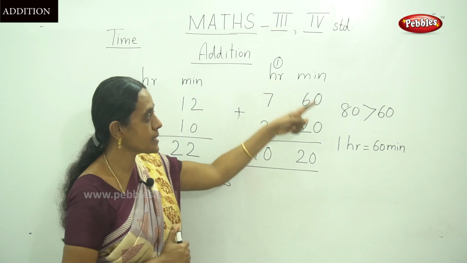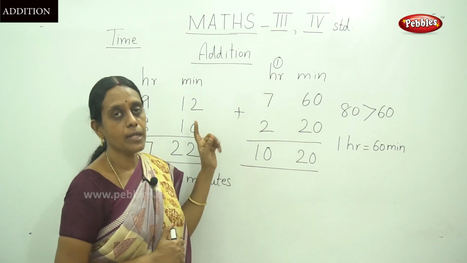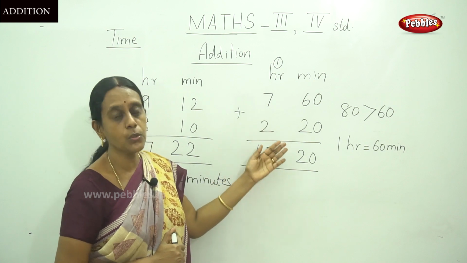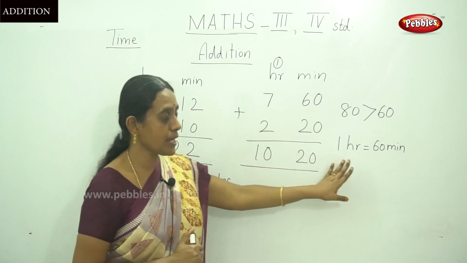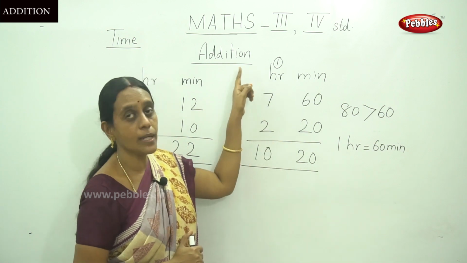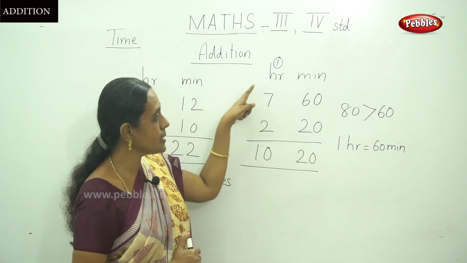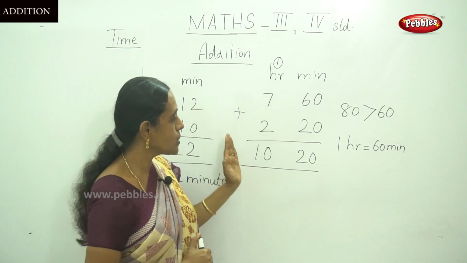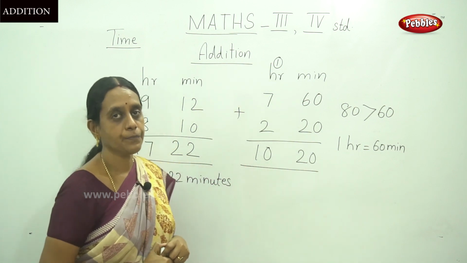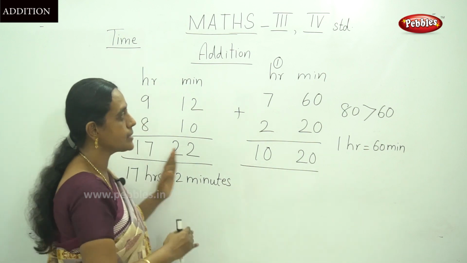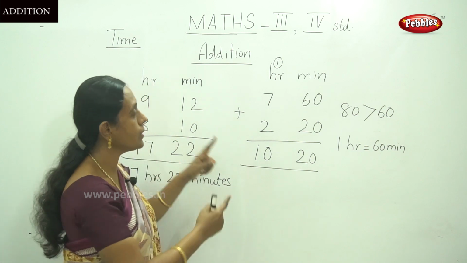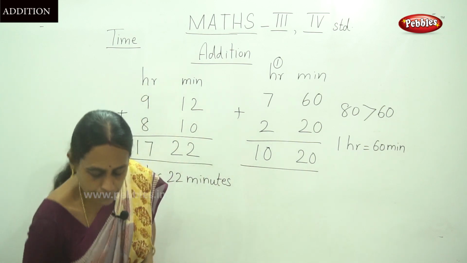Do you understand this concept? For normal addition you carry over the number, but here you have to recall the time table. 60 minutes is recorded as 1 hour, and you add this hour to the other hours. So the answer is 10 hours 20 minutes. This is a normal addition, and this is a carryover addition of time. Let me move on to the next subtraction sum.